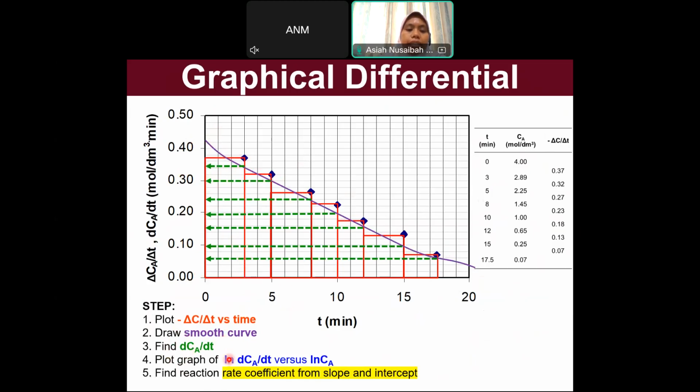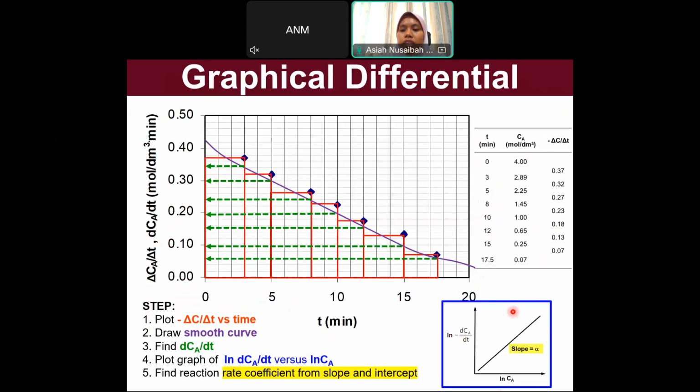So what do we do? Here we plot the graph of ln minus dCA over dt versus ln CA. Again, I forgot to write the minus. Here you can see the green box is the ln minus, see, there is a minus here, dCA over dt versus ln CA. Then the fifth step, we can find the rate coefficient from the slope and intercept. So our slope will be the order and the intercept will be our ln K.